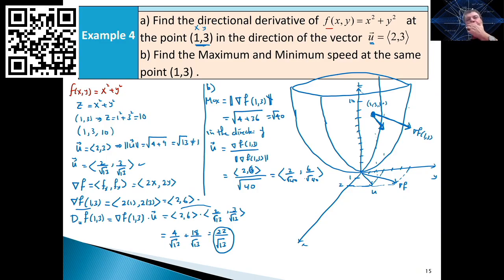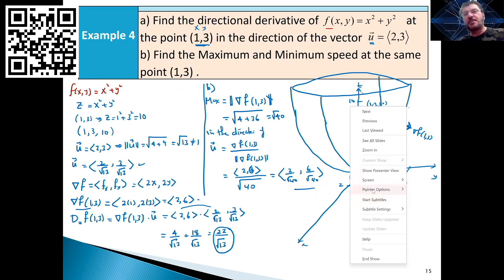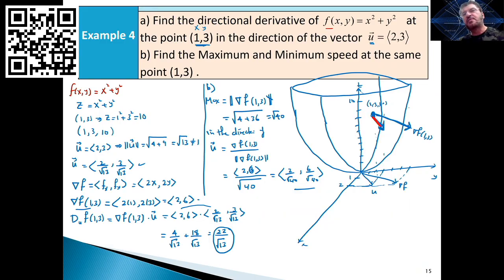So if the object is moving in this direction, which is actually the same direction as the gradient, then it will have a maximum speed. Will it have a maximum speed in this direction? Let's look at this direction. This is the directional derivative of f in the direction of u at the point (1, 3). Is this the maximum speed? No, this is not the maximum speed. Where is the maximum speed? Here is the maximum speed. If the object is going in this direction, you will have a maximum speed of square root of 40.